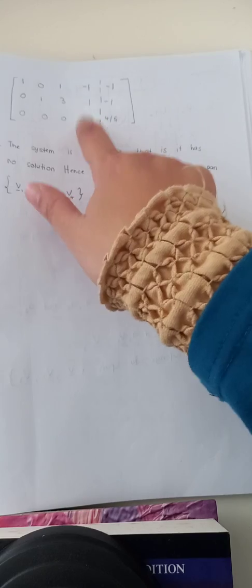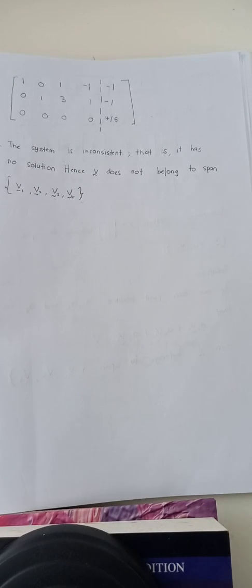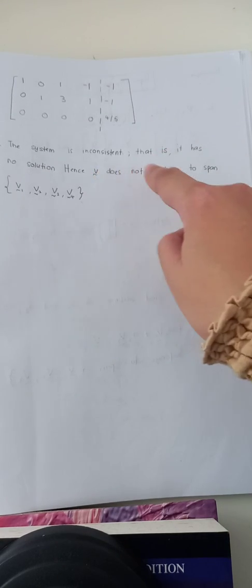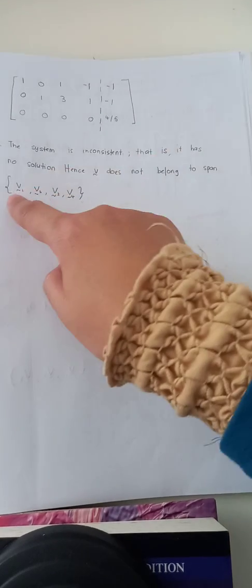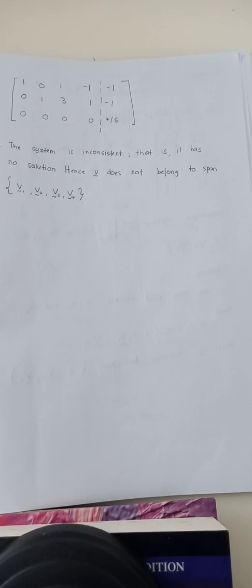Therefore, when we get this form, it is inconsistent. When it is inconsistent, it has no solution. With no solution, it means we cannot find the values of A1, A2, A3 and A4. Therefore, V does not belong to the span of V1, V2, V3 and V4.